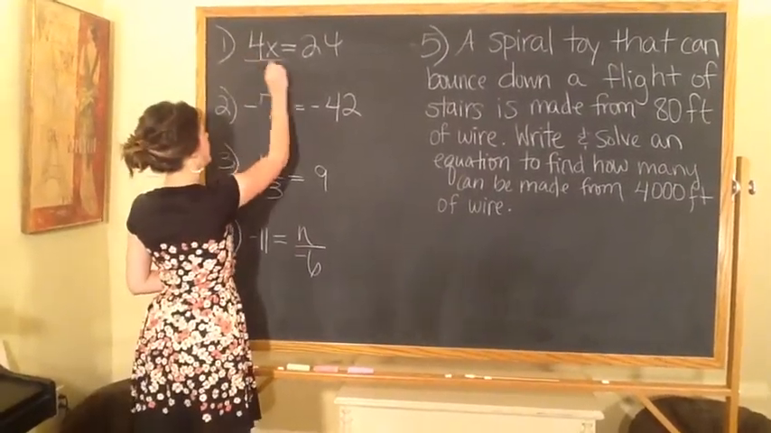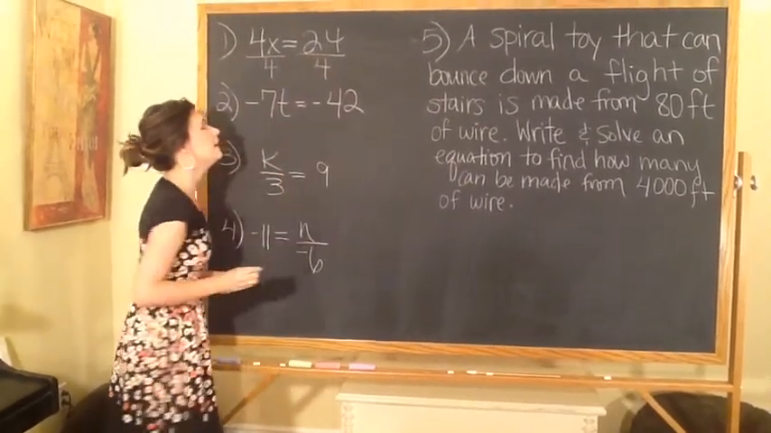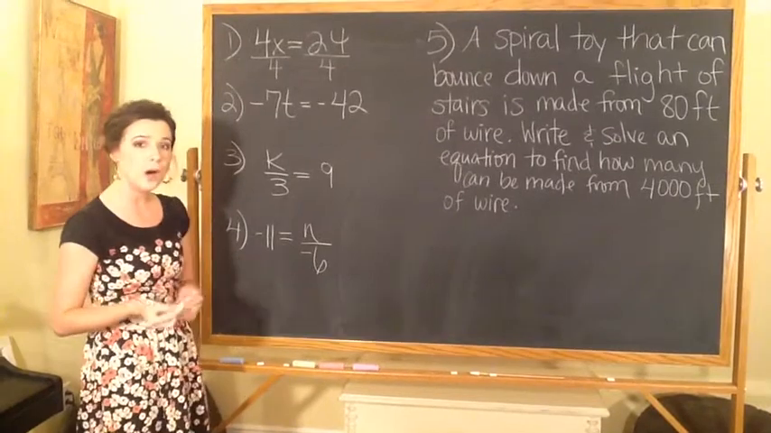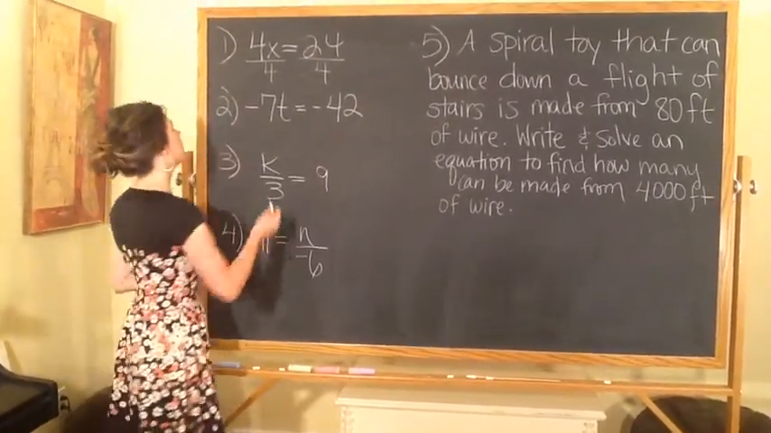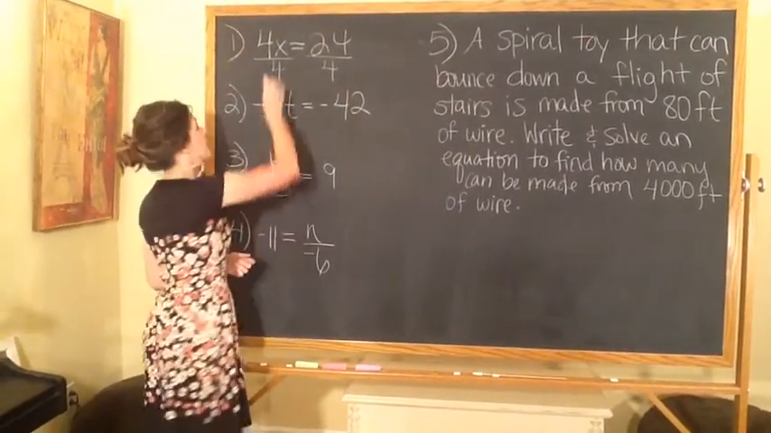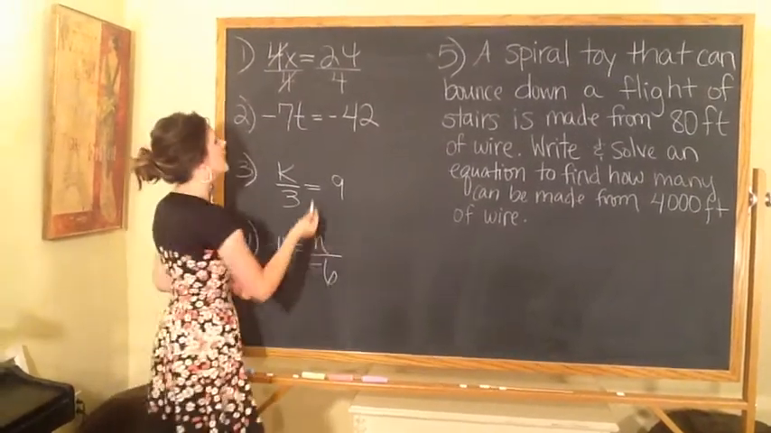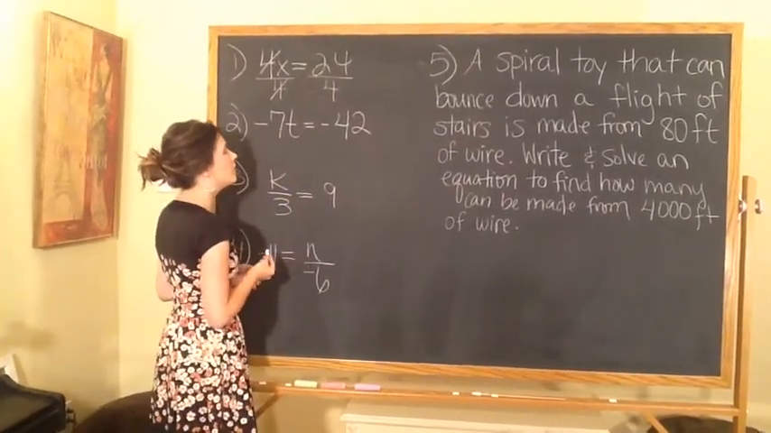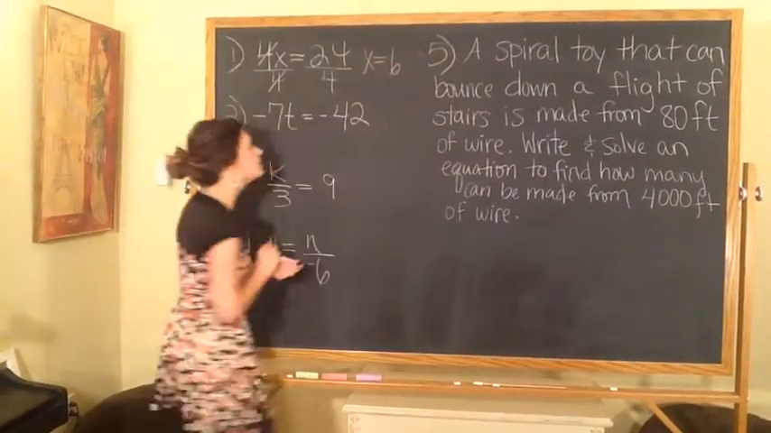If we divide by 4 over here, we have to divide by 4 over here, because the division property of equality means you have to do it to both sides to keep it equal. So I'm going to divide by 4. 4 divided by 4 gives you 1, so it cancels that out. Now we have 1x, or just x. And then 24 divided by 4 gives us x is equal to 6.